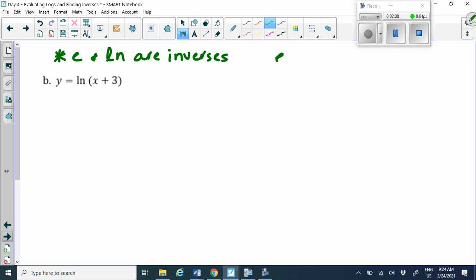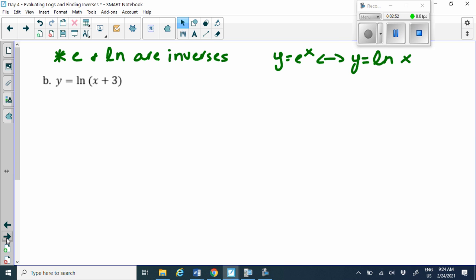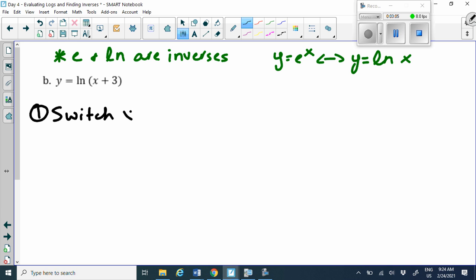So that means when we have e to the x, or I should put y equals e to the x, that means that's going to be y equals natural log of x, okay? Now, you will see we have a little bit more here, right? So we do have this plus 3, and that is going to come in a little bit later on when we solve for y. Now, remember, the first thing we always have to do is switch x and y. So now I have x equals natural log of y plus 3.